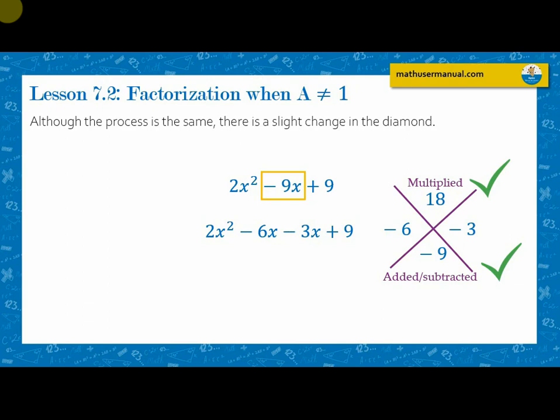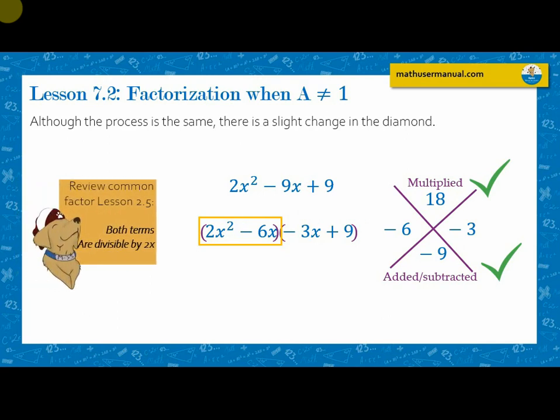So one more time, the numbers on the left and right of the diamond, we use them to break the middle term. So the negative 9x turned into negative 6x and negative 3x. Now that we have our expression with 4 terms, we proceed to the part of making the two binomials. 2x squared minus 6x is one binomial, minus 3x plus 9 is the other binomial. Now we look for common factors in these binomials, starting with the first one. A common factor in this binomial is 2x. Both of these terms are divisible by 2x.